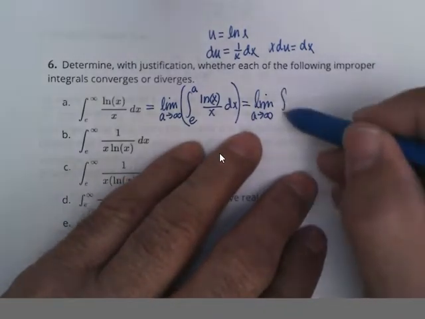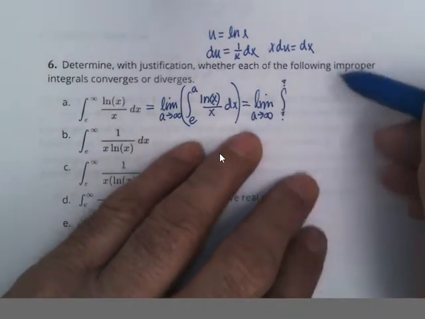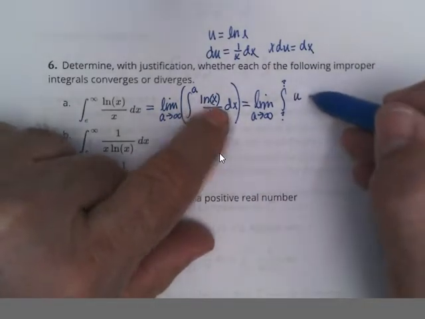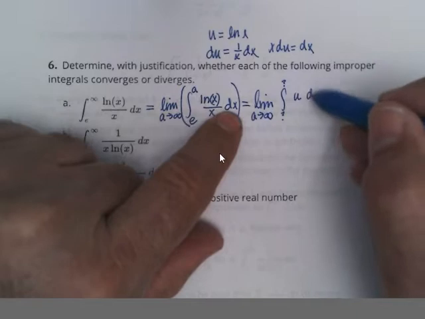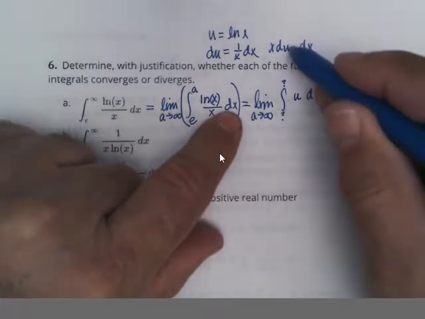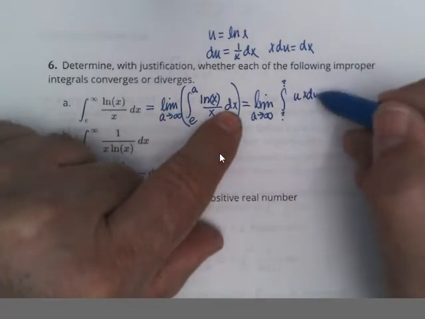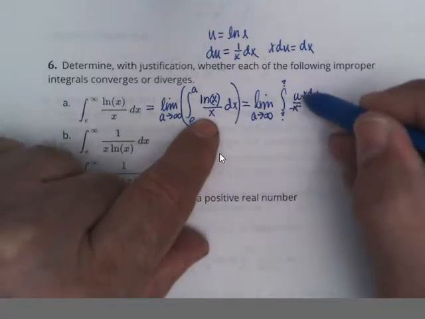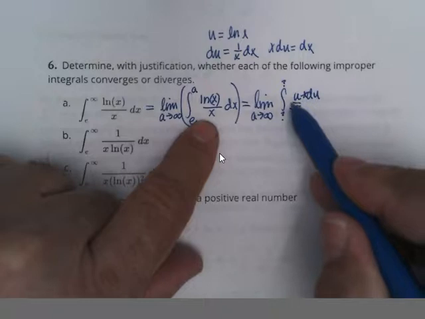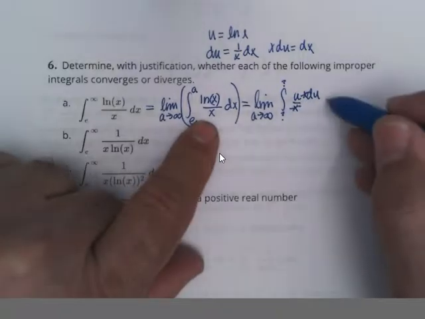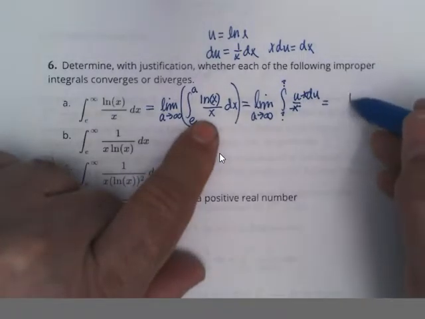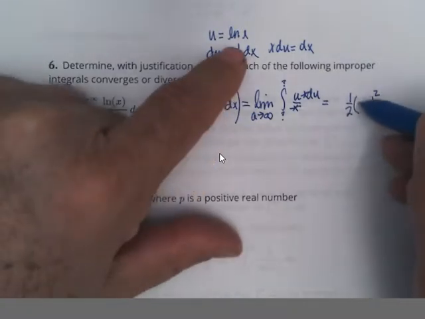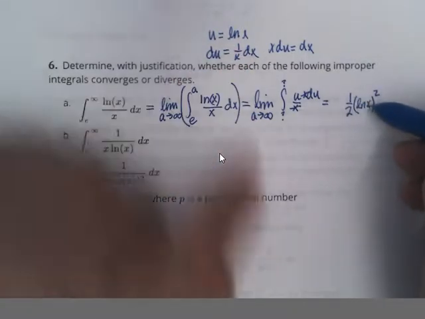The integral, new limits, because I'm going to u, ln x is u, and dx is x du, and I have an x in the denominator. They cancel, so I get the antiderivative of u, which is 1/2 u squared, but u was ln x.